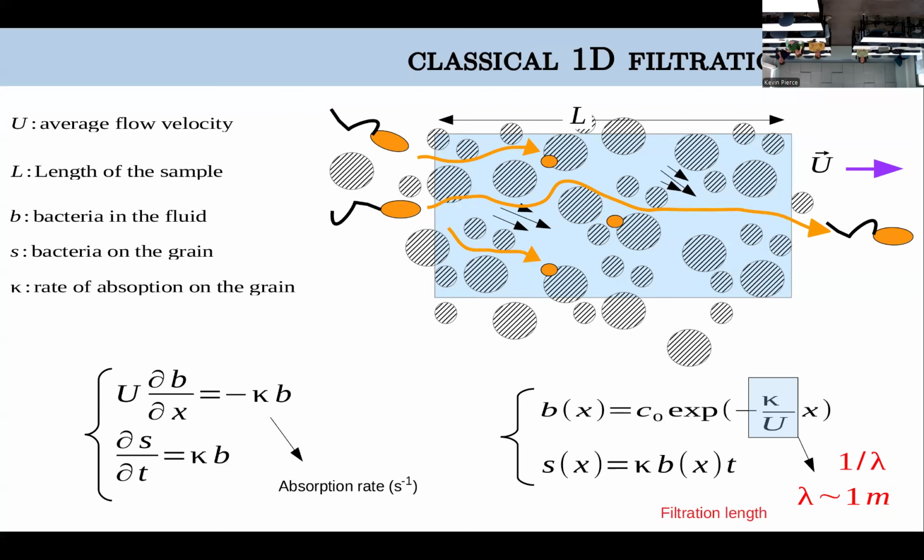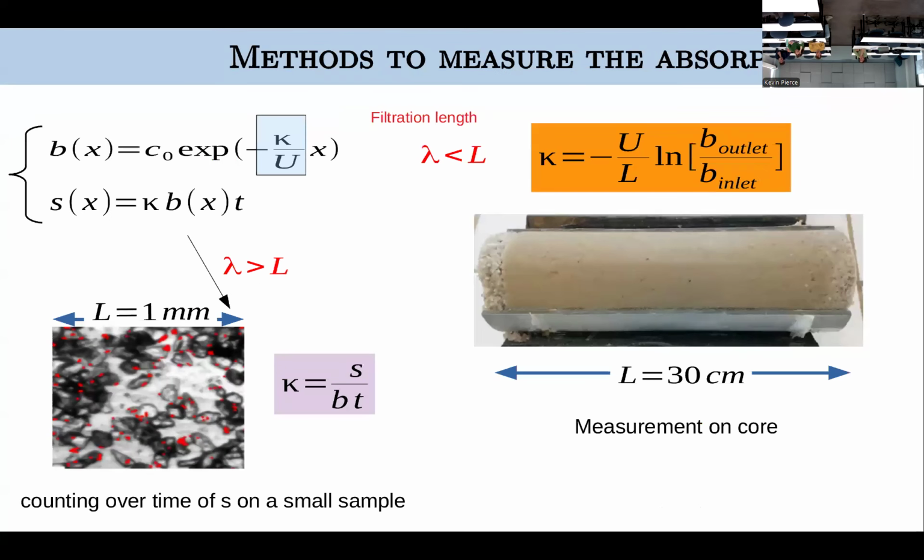The profile of bacteria will be like an exponential profile with a typical length scale, which is related to the absorption rate and the flow velocity. And the quantity of trapped bacteria will be related to the number of bacteria and will increase with time, okay?